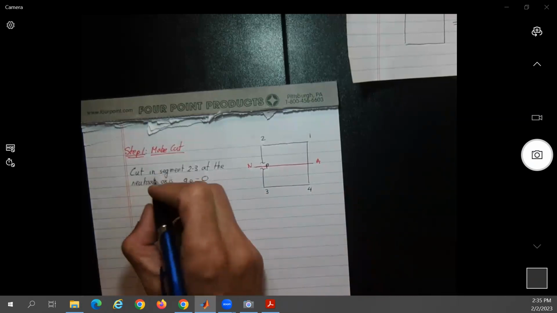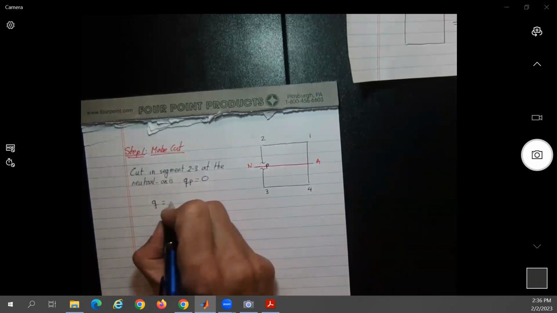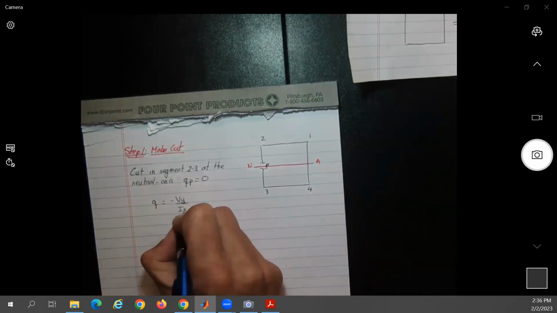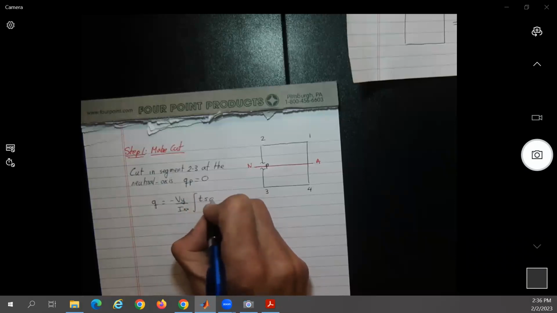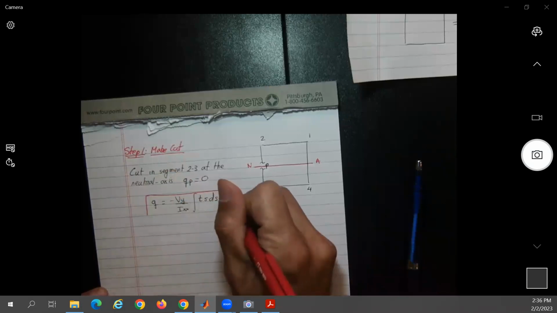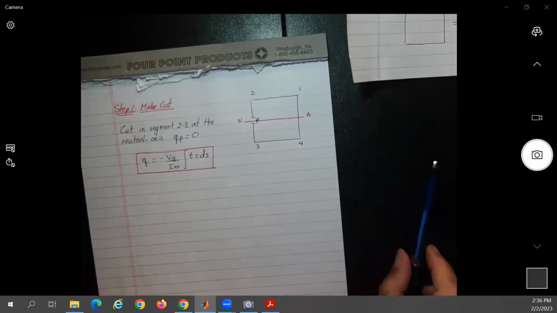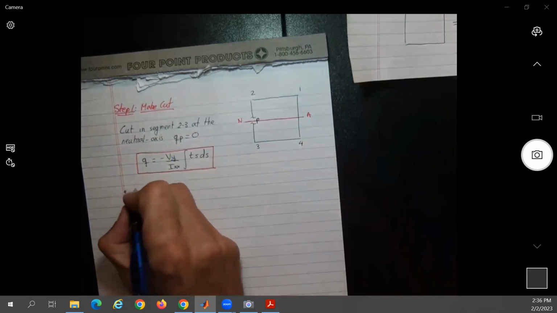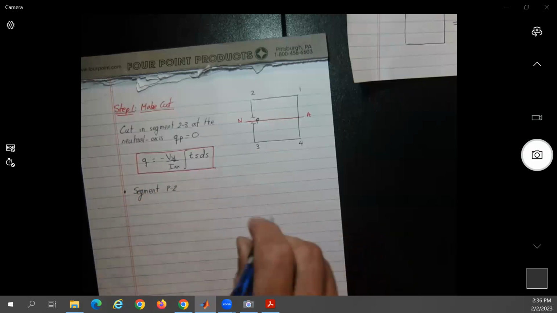Okay, so now remember the general equation we're going to be using: q equal to minus Vy over Ixx, integral of t y ds. So it's different than the one we were using before. So let's call over here, we're going to have a lot of this stuff. So segment P2.